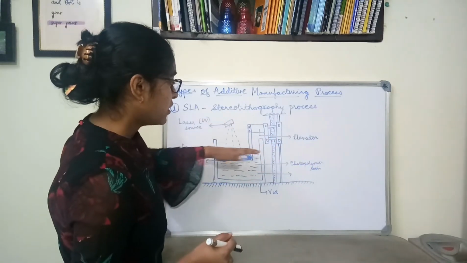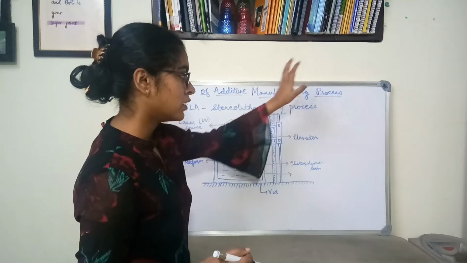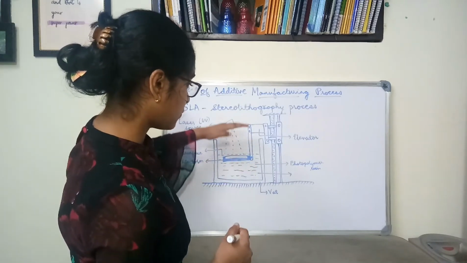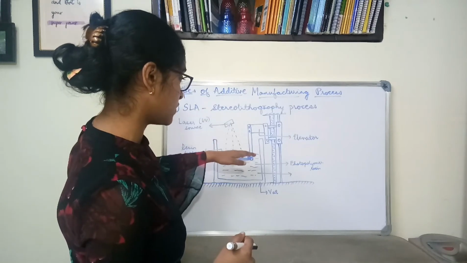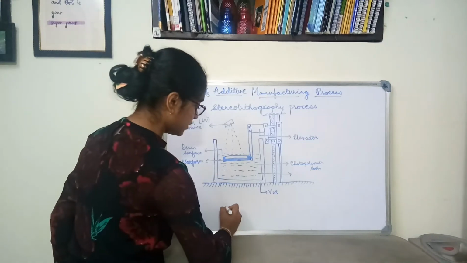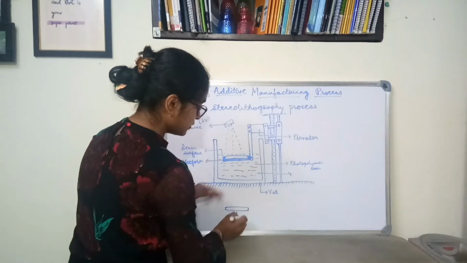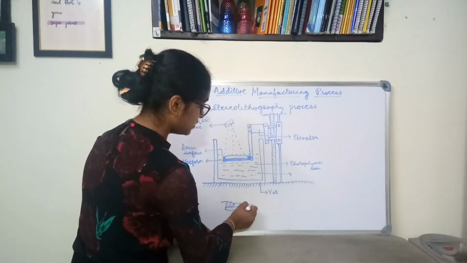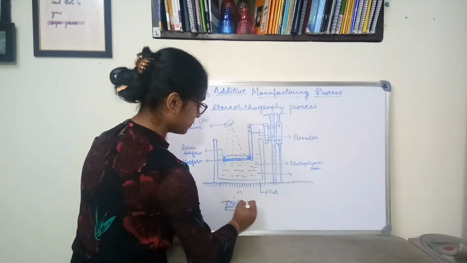So once the particular layer is created with the help of the elevator, which is again controlled by the input 3D data sheet, the platform moves down. Once it moves down, again the laser source starts injecting the laser beam on the next surface of the resin, and the next layer gets created. So for example, if this is the first layer being created, with the help of the platform, the first layer moves down. Again, the top layer gets filled with the resin, and with the help of the laser beam, the next layer also gets cured.